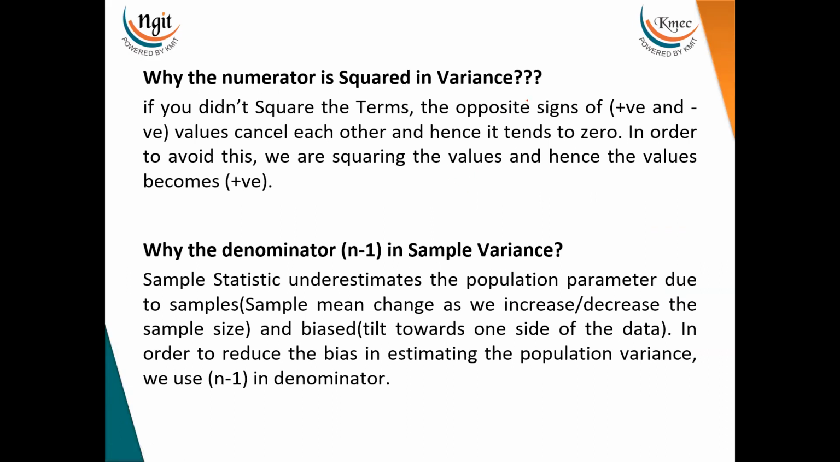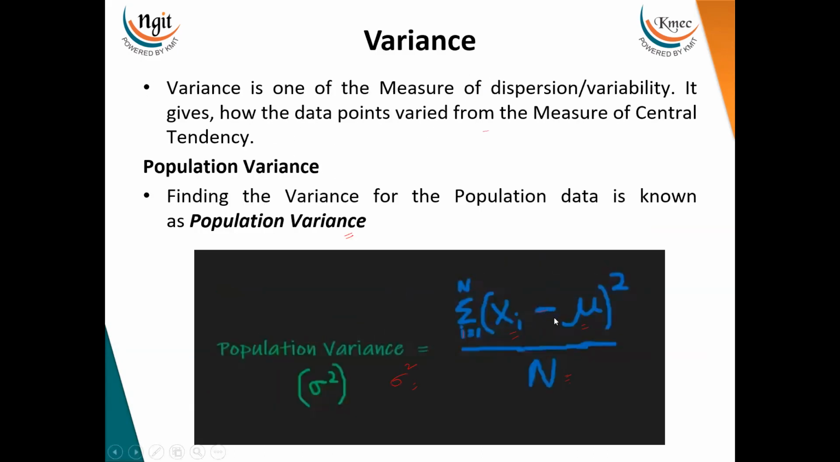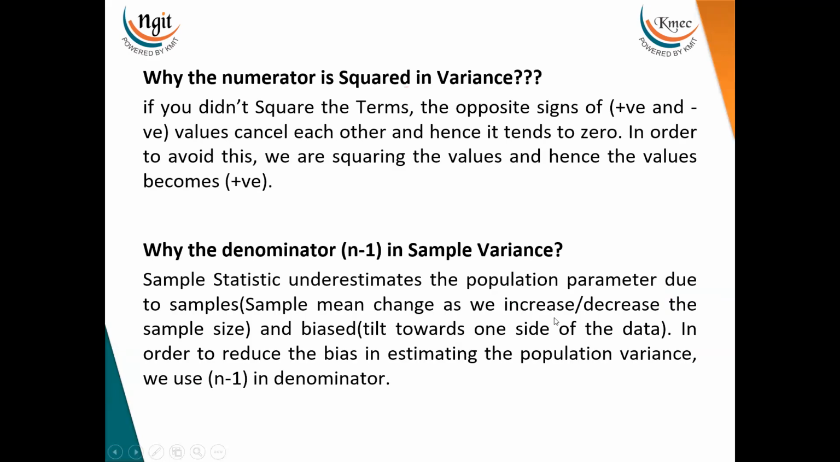Here there are two important things to remember for variance: why the numerator is squared. If you observe the formula, we are squaring the numerator part. Why are we squaring it? Because there is a chance of getting opposite signs, positive and negative values. Sometimes they may cancel each other and tend to 0. In order to avoid this, we square the values, and hence the values become only positive.